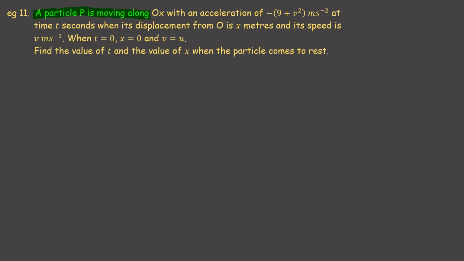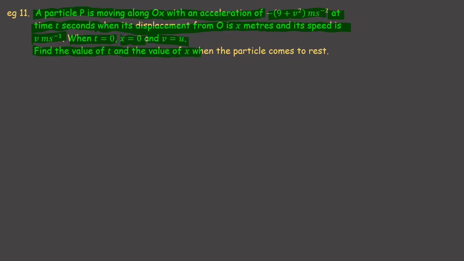Particle P is moving along OX with an acceleration of negative 9 plus v squared meters per second squared at time t seconds, when its displacement from O is x meters and its speed is v meters per second. When t is equal to 0, or initially, x is equal to 0 and v is equal to u. Find the value of t and the value of x when the particle comes to rest.